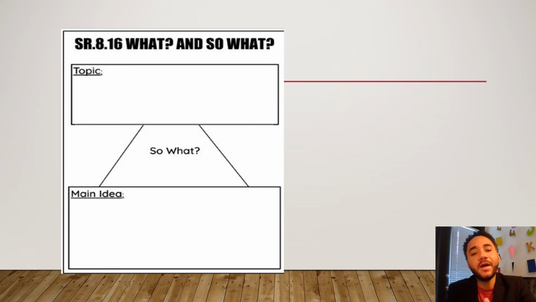But we can ask this question to help us identify the main idea. So what? So what about hatching button quail? Well, after looking over our article, we realized that hatching button quail requires a lot of care and caution. Now that could be a main idea. That is our main idea.